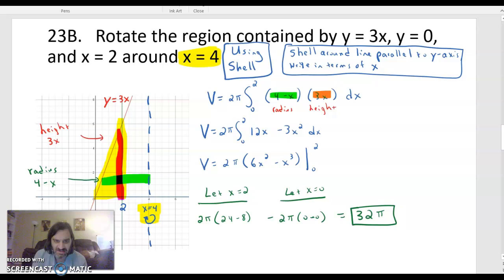And then if I actually integrate that, I get 2 pi times the quantity of 6x squared minus x cubed from 0 to 2. If I plug the 2 in, it looks like I get 32 pi. I'm going to plug 0 in, I got 0. So once again, the volume is 32 pi. So whether I use the washer or the shell, I should get the same thing. I just want you to get comfortable looking at both. All right, good stuff.